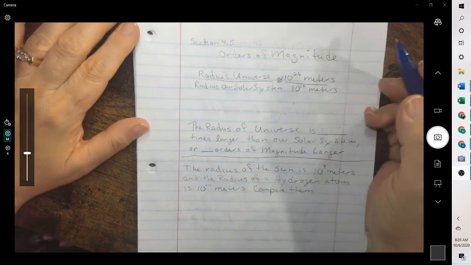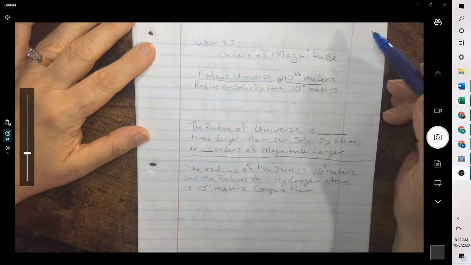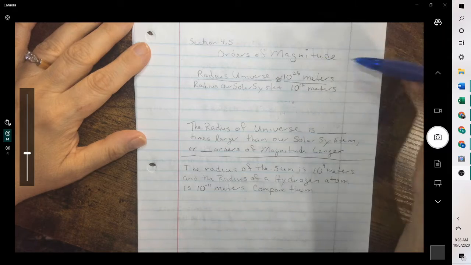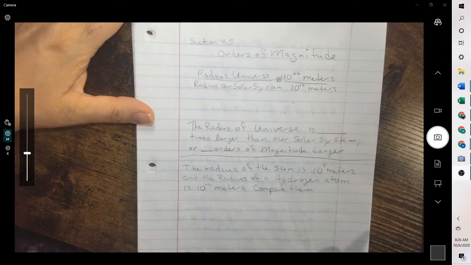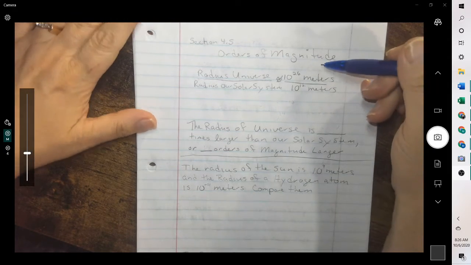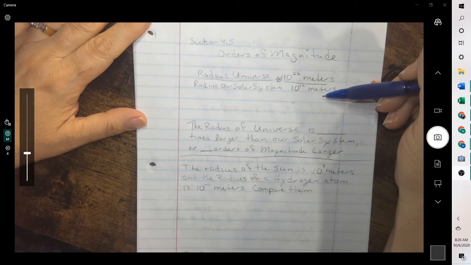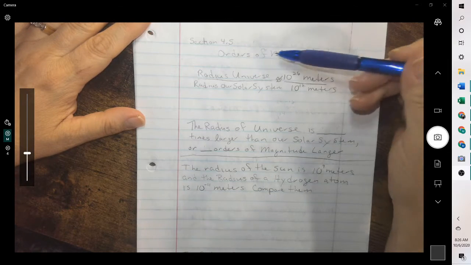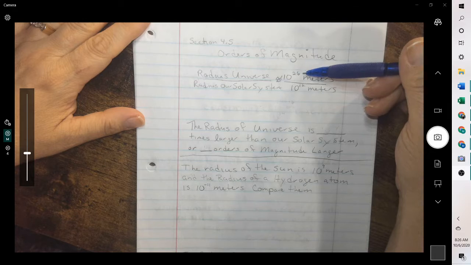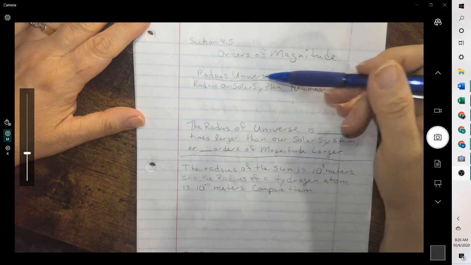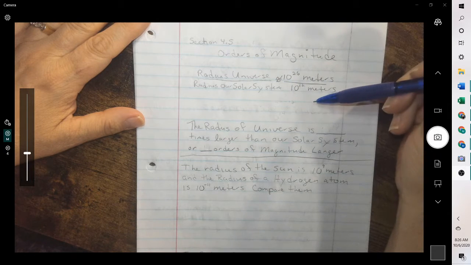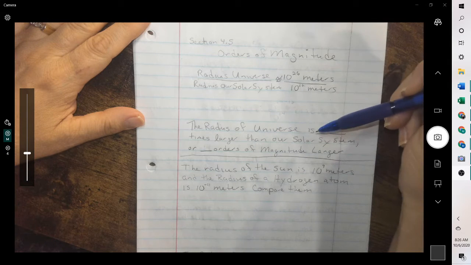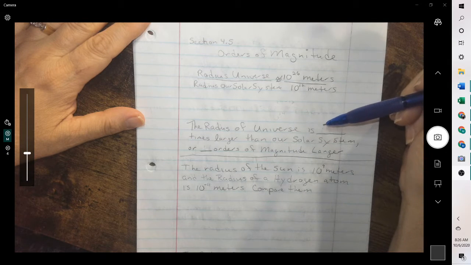Hello, I'm Mrs. J, and today we're going to talk about section 4.5, which is orders of magnitude. When we're talking about magnitude, it's one way of comparing the size. So if we have the radius of the universe, which is 10 to the 26 meters, and the radius of the solar system, which is 10 to the 12 meters, we could divide them to find out how much larger one is than the other.